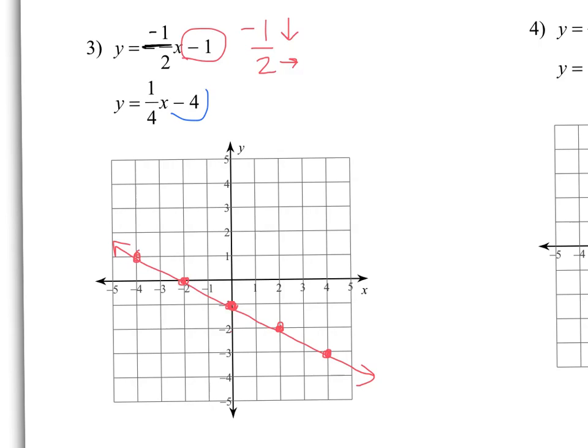With the second equation, my y-intercept is negative 4, and my slope is 1 over 4, which is up 1 over 4. Up 1 over 4, I make a mark, and I see my point of intersection right here.